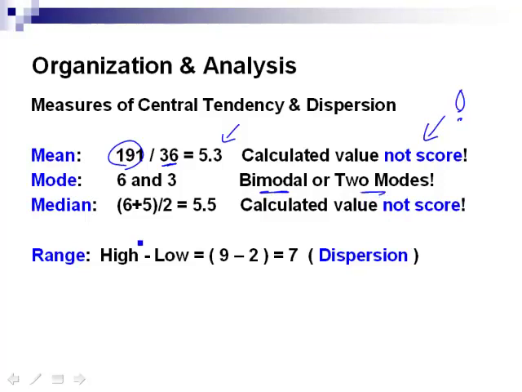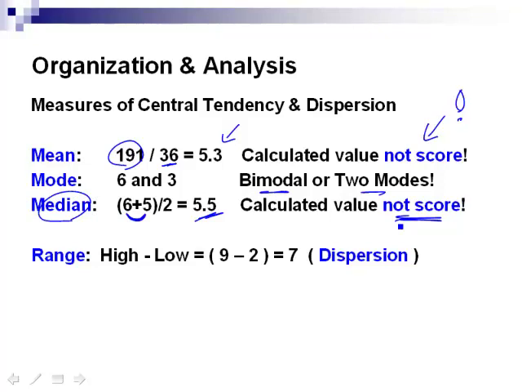Now our median, there was not a physical middle because remember we had an even set of numbers, so we took the actual two numbers that were in the middle, add them together and find their average, which is 5.5. So the 5.5 is the median. It's a calculated value also, and it's not actually a score.